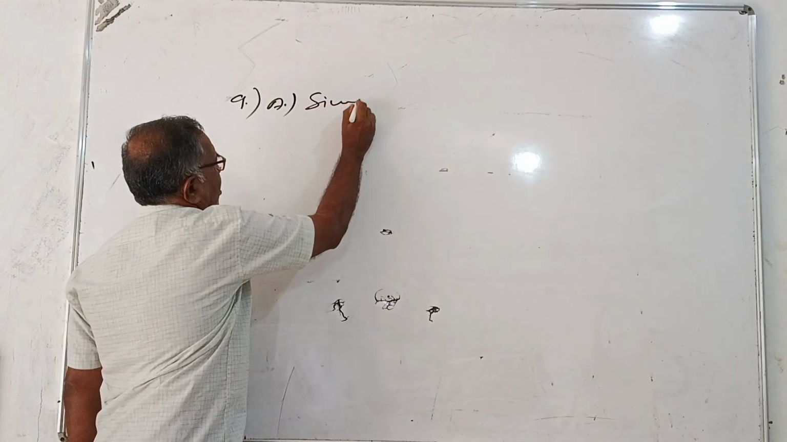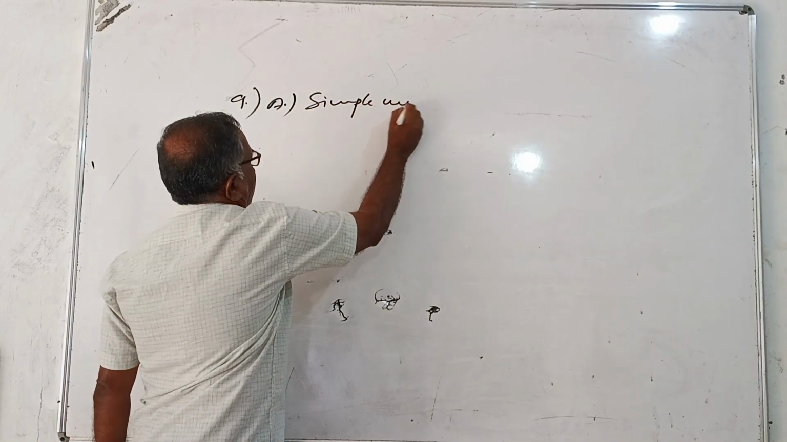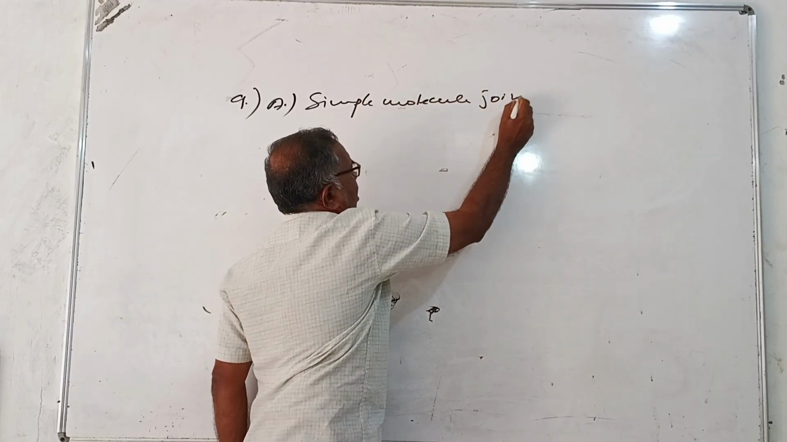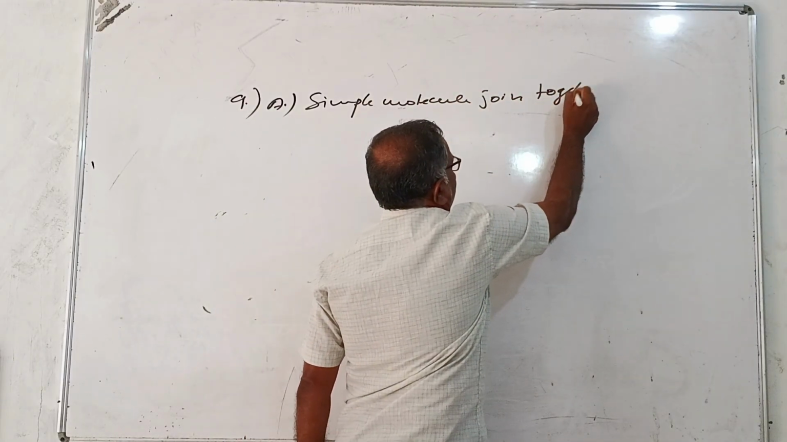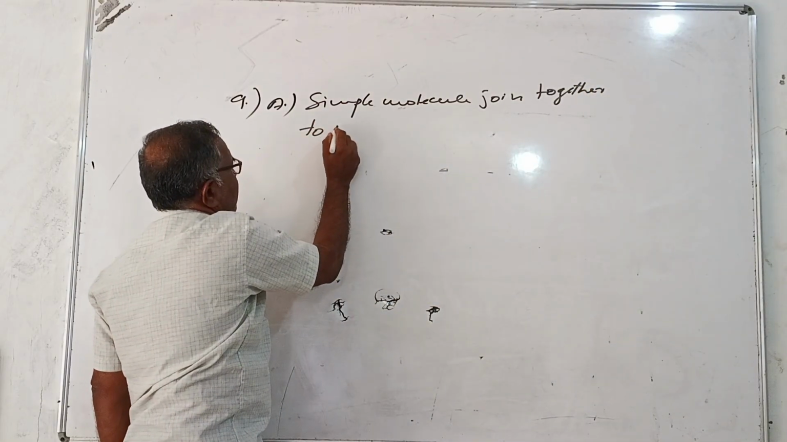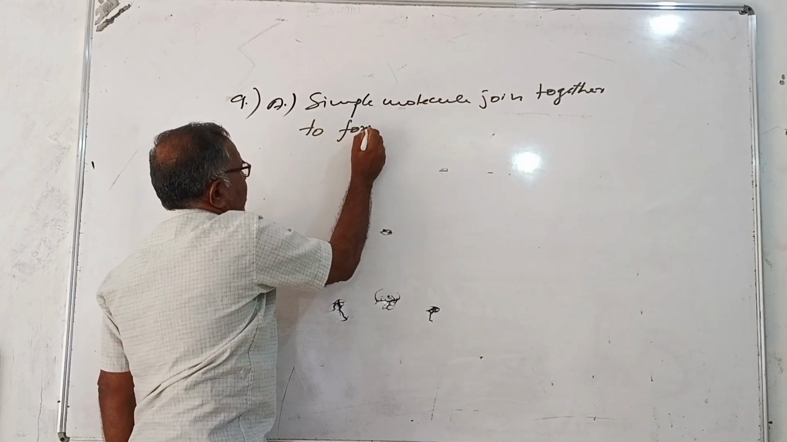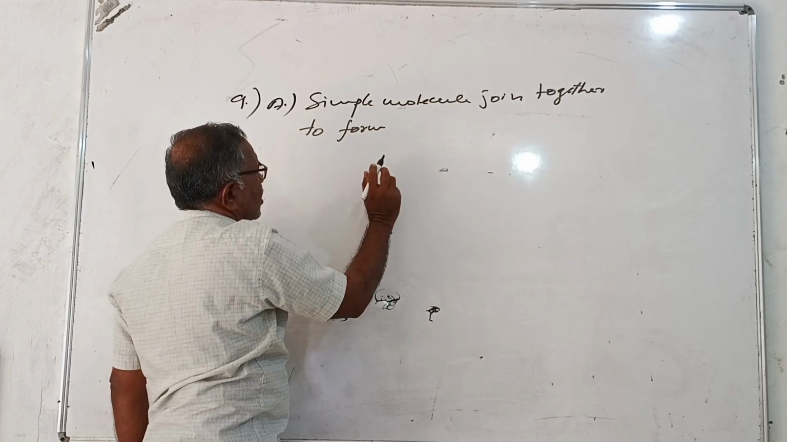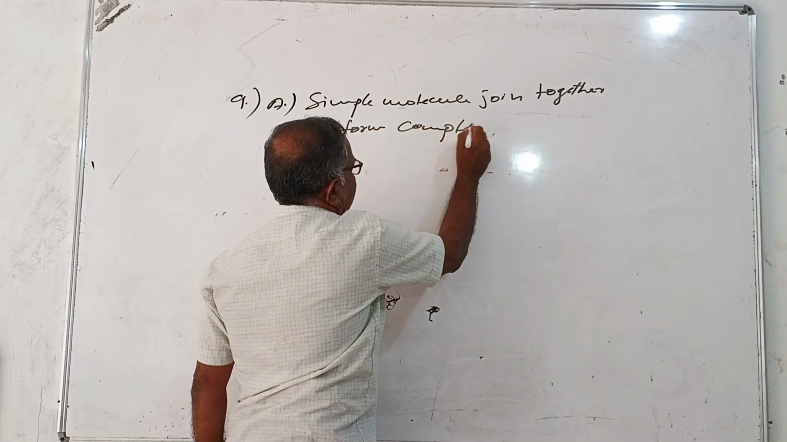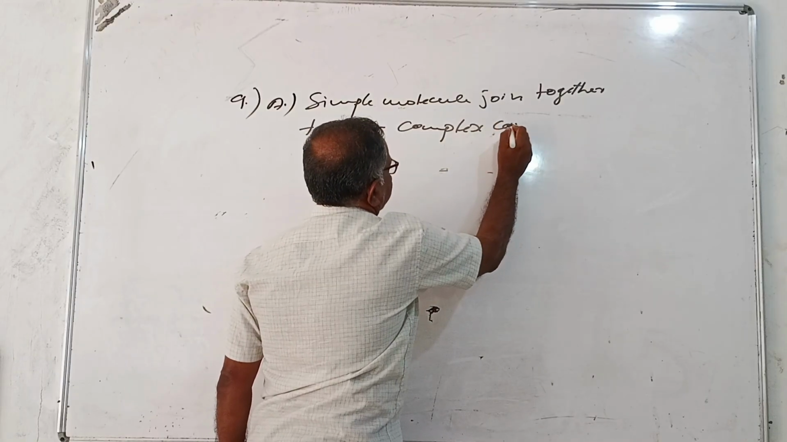Simple molecules joined together to form complex molecules. It is polymerization. Very simple, easy to remember: simple molecules joined together to form complex molecules is polymerization.